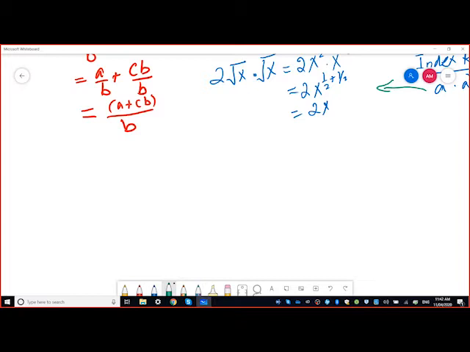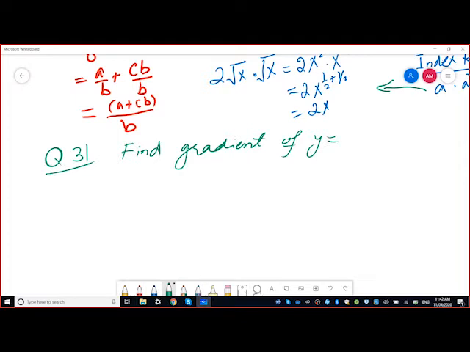I think 31. Okay. The question number 31 says, find the gradient of y is equal to e raised to the power 2x plus x square.